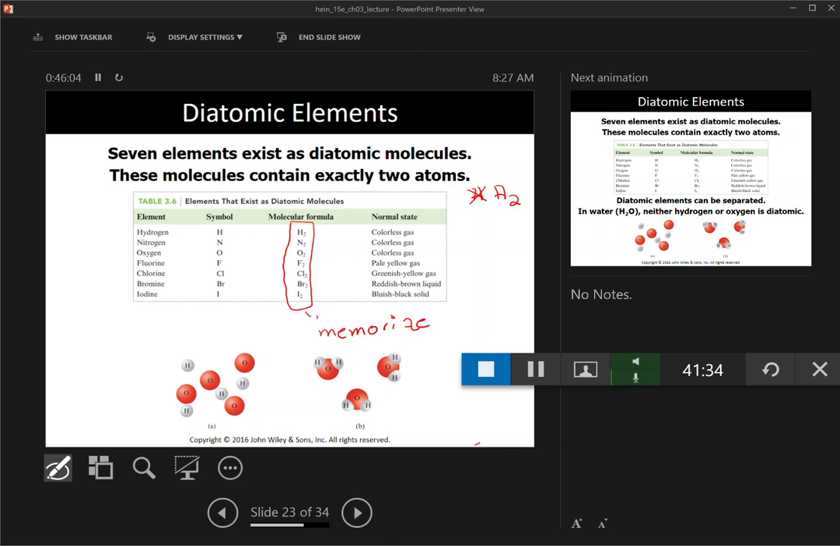This becomes very important when we start writing chemical equations. When you write equations, you've got to remember that these particular ones are diatomic and not monatomic. Di means 2. Mono means 1. Most of the elements, actually the rest of the elements on the periodic table in elemental form, are monatomic, meaning only one atom. But hydrogen, nitrogen, oxygen, fluorine, chlorine, bromine, and iodine are diatomic, composed of two atoms.